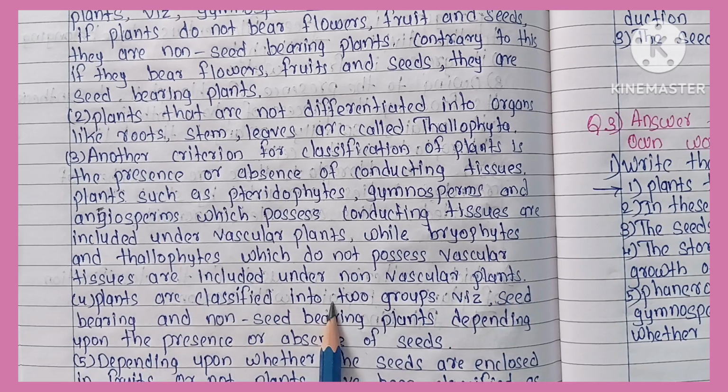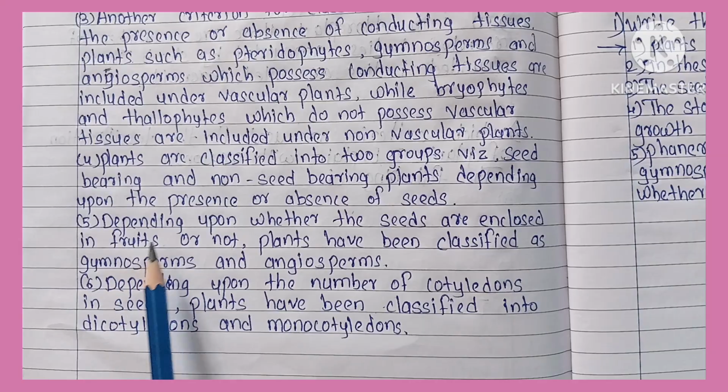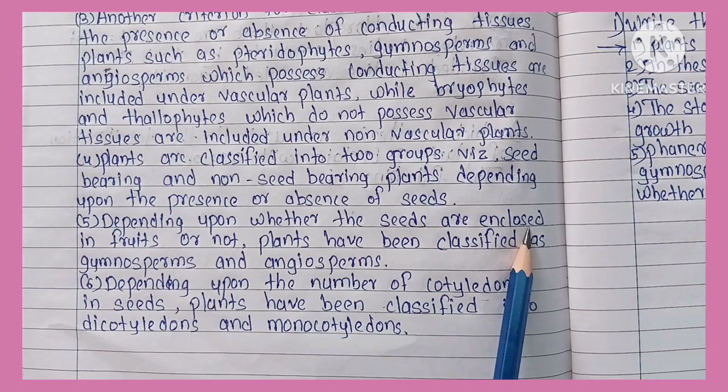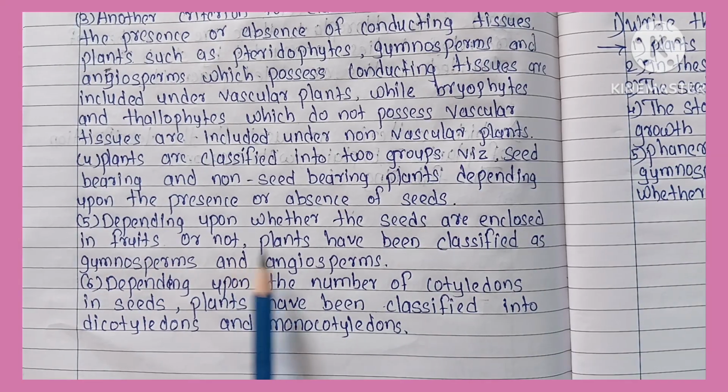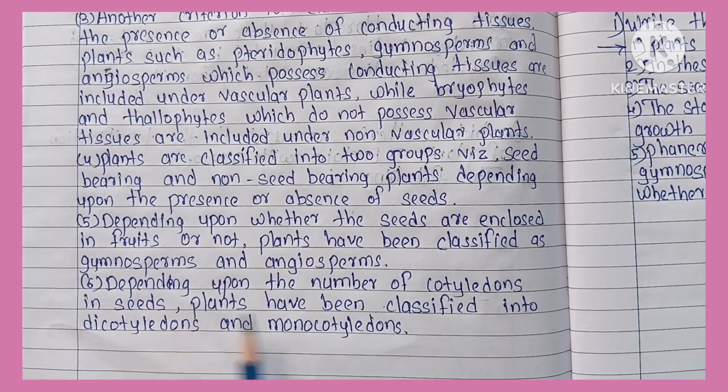Plants are classified into two groups, seed-bearing and non-seed-bearing plants depending upon the presence or absence of seeds. Depending upon whether the seeds are enclosed in fruits or not, plants have been classified as gymnosperms and angiosperms. Depending upon the number of cotyledons in seeds, plants have been classified into dicotyledons and monocotyledons.